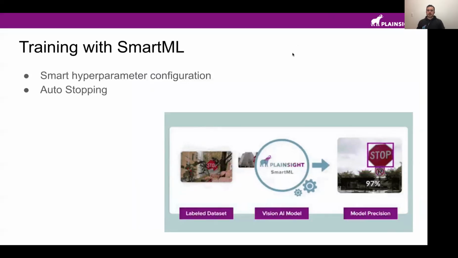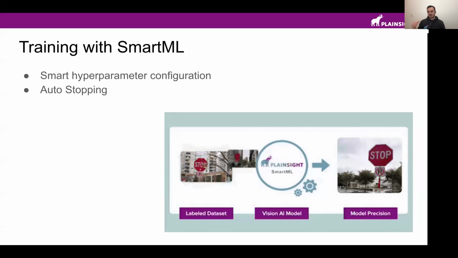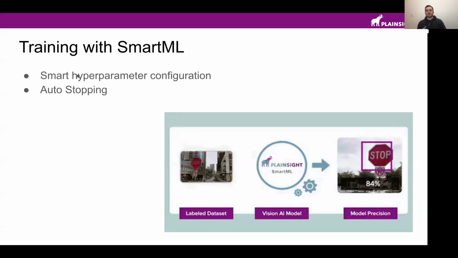And then training with Smart ML. So we have our Smart ML system where once you have the data set labeled, we want to train the model, and we do smart hyperparameter configuration as well as auto stopping. And we'll dive a little bit deeper into this in the platform because I'll actually show you some of those hyperparameters and how the auto stopping will work. But put pretty simply, we try to take care of everything for you automatically. So if you're not a computer vision or a deep learning practitioner, we're going to try to make those best decisions for you and give you the best model that we can.